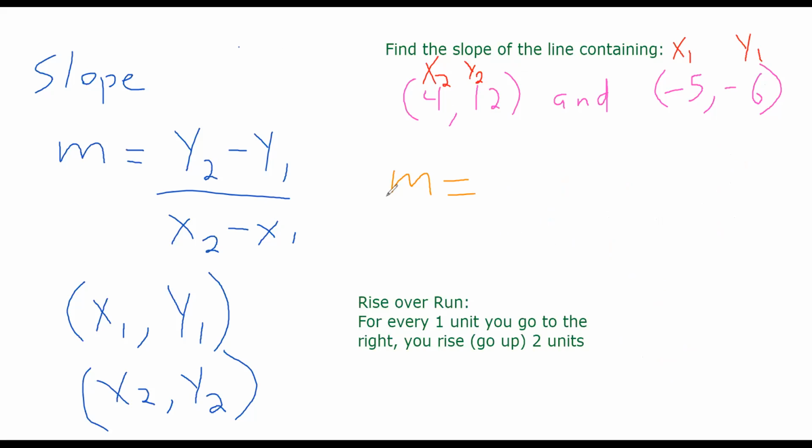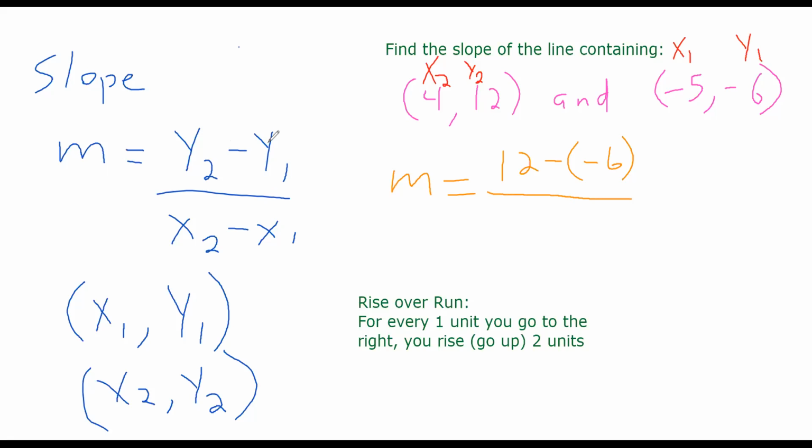So let's see. Now it's going to be y2, which is 12, minus y1, which is -6. And remember, you're subtracting, but then you're subtracting the negative number. You're always subtracting. If it turns out this value here is negative, then you have to tell yourself, I'm subtracting a negative, which is okay.